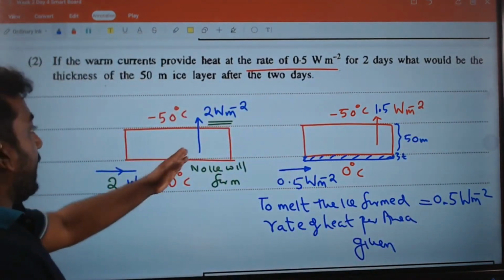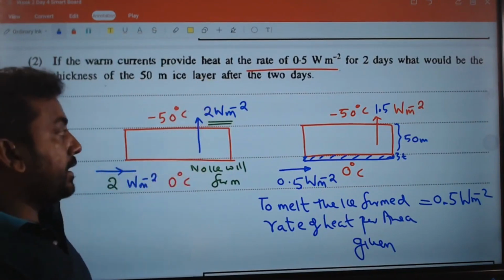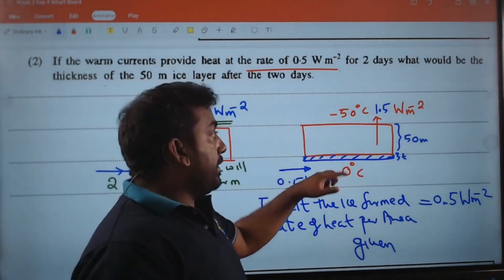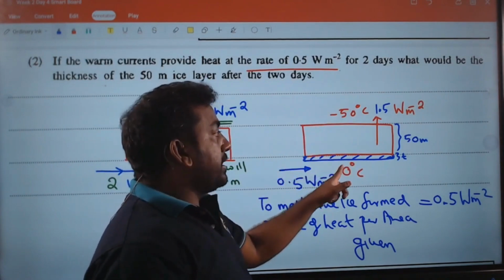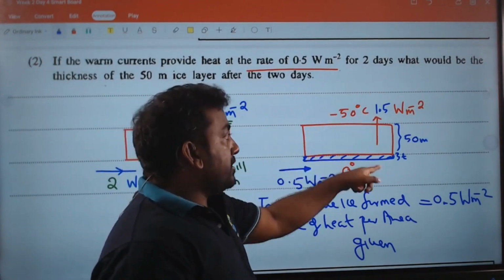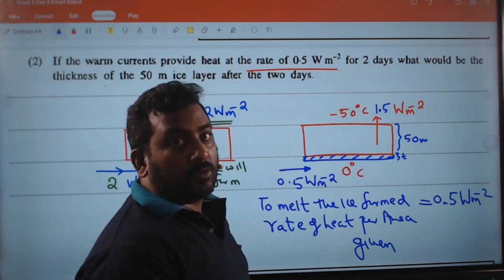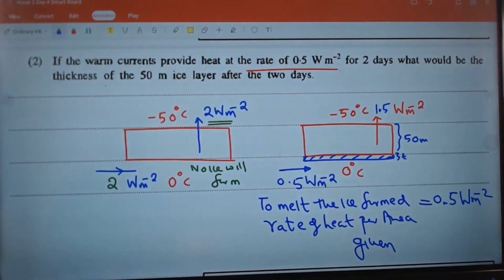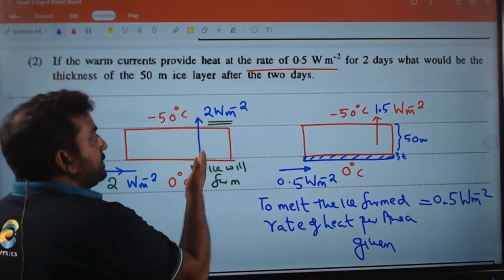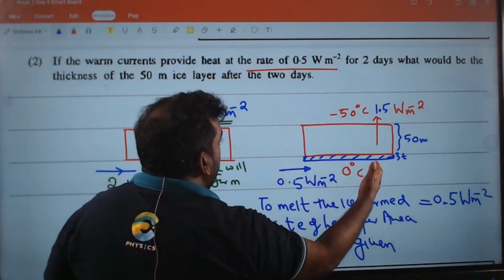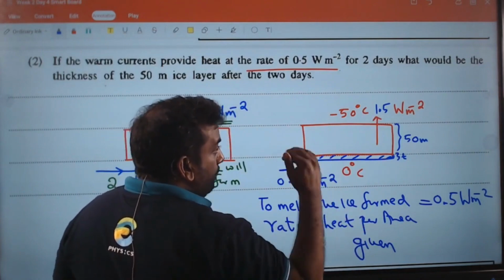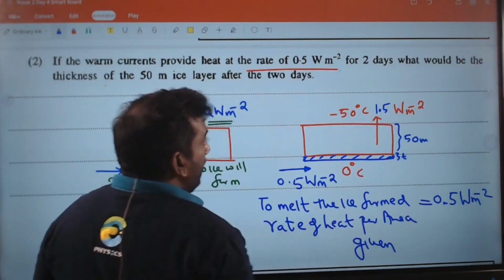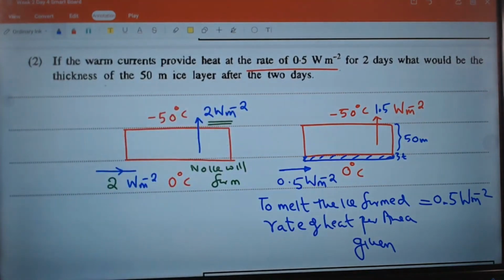Here 2 watt came, 2 watt went. Ice is melted. 0.5 came, thickness is maintained at 2 watt. So 0.5 comes in, travels. Because of the difference here, 1.5 should go through. Here no difference, 2 watt will go. With the difference now, as the thickness increases, the rate of heat supply will reduce. So here 1.5 will go. Right.